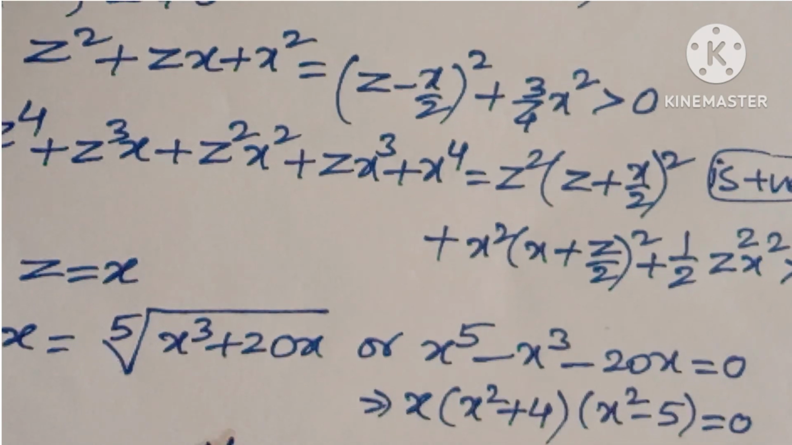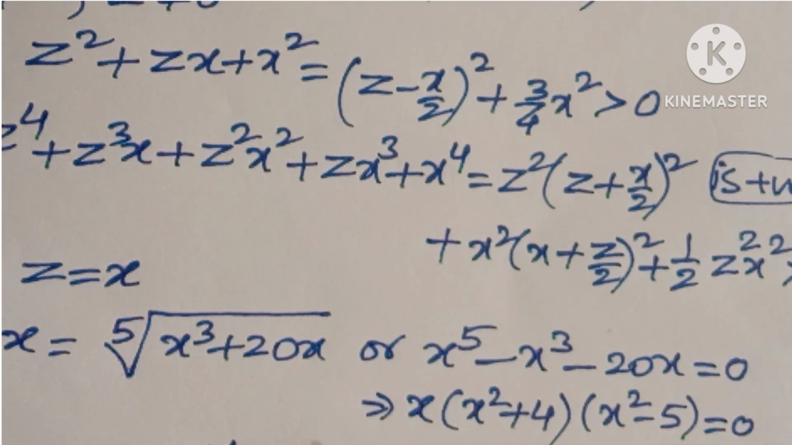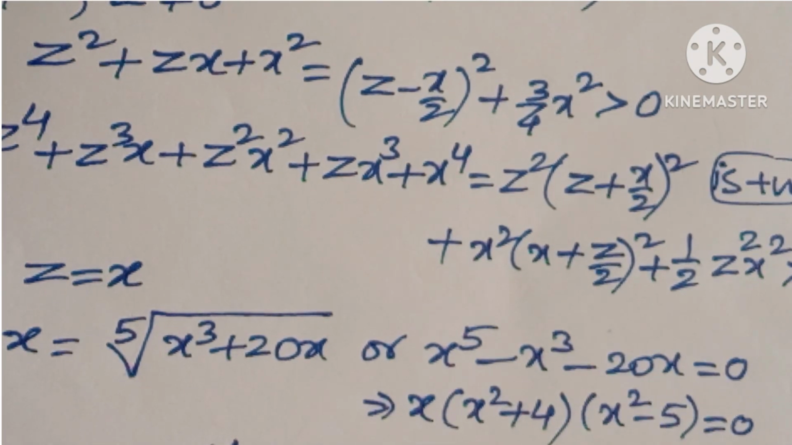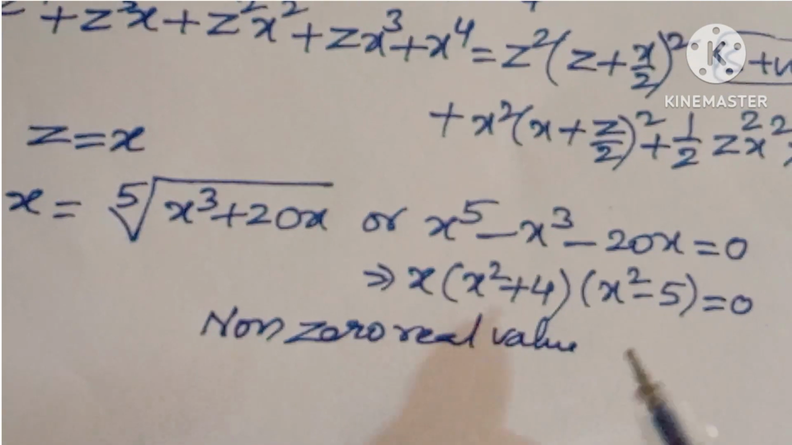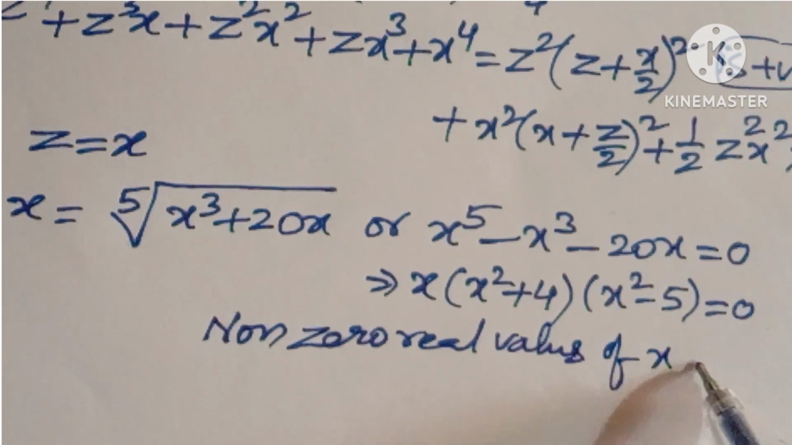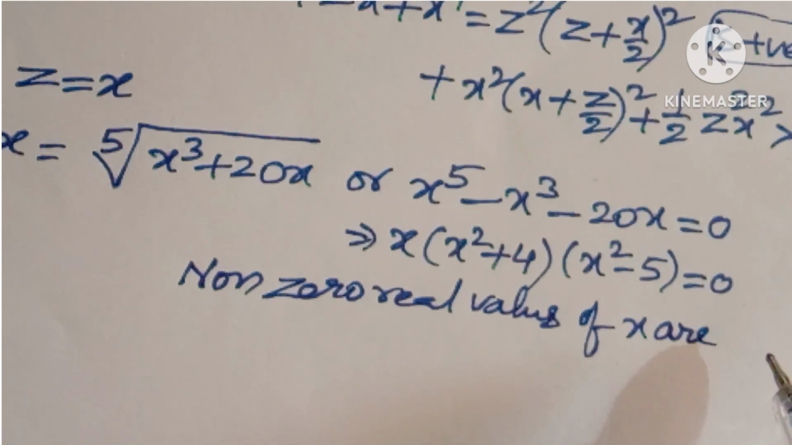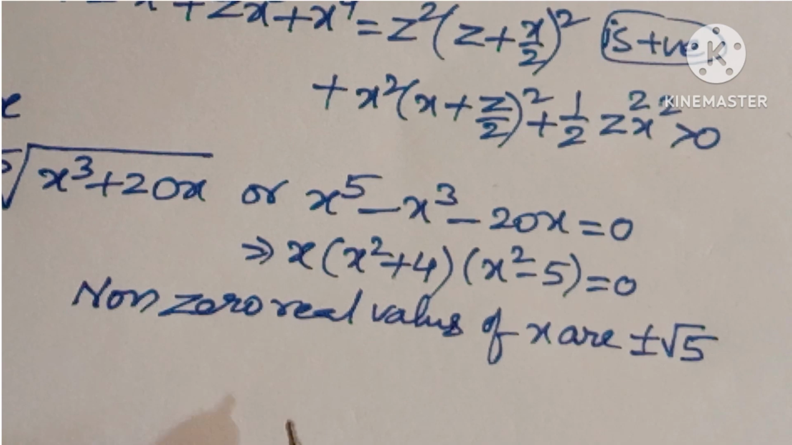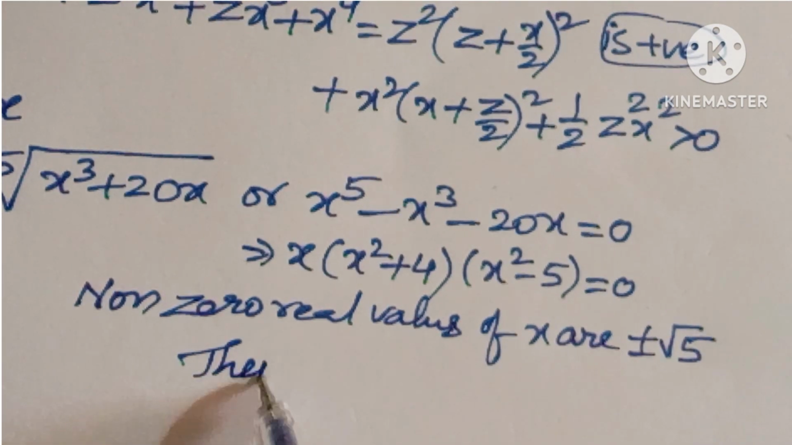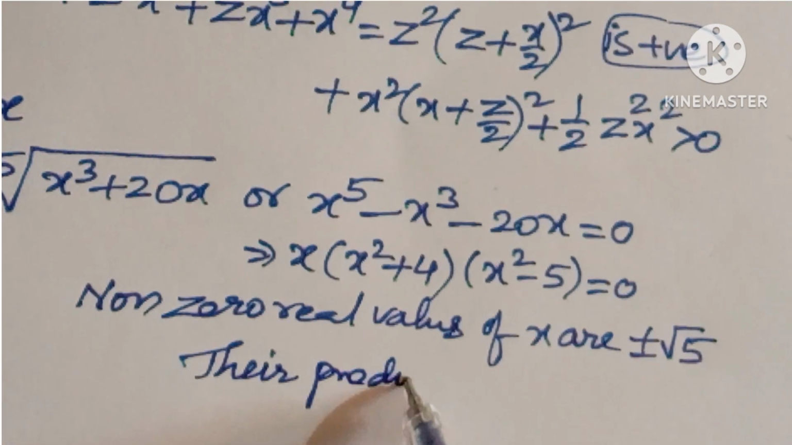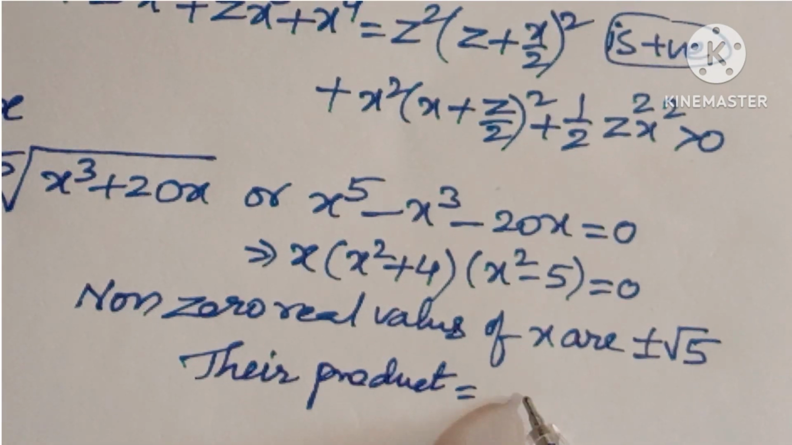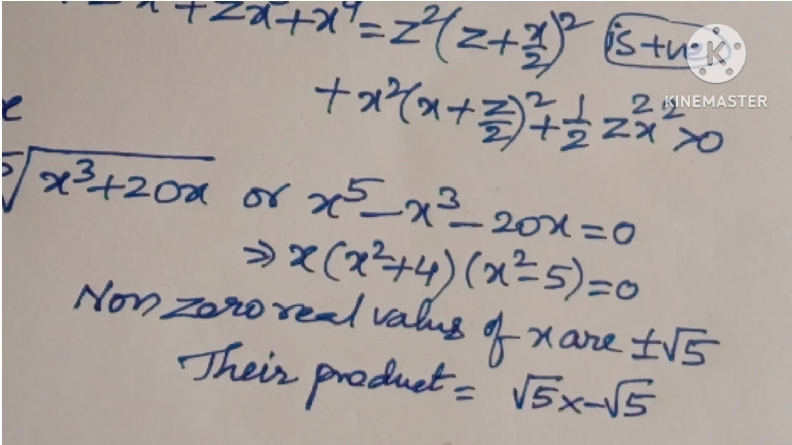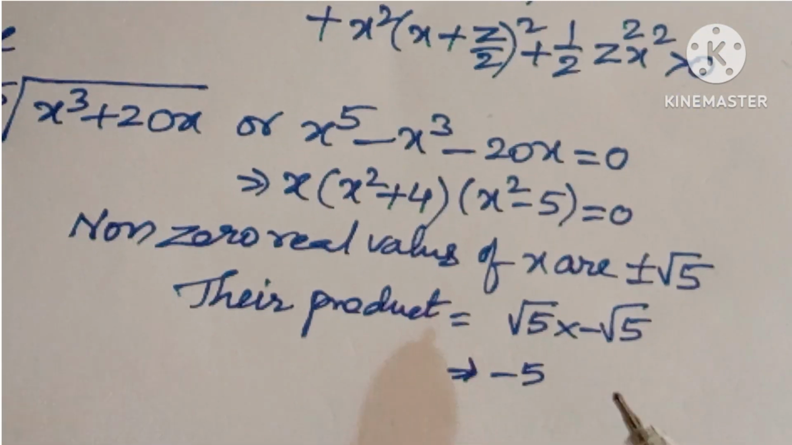Now he is asking for the non-zero real values of x. The non-zero real values of x are plus or minus root 5. Their product is equal to root 5 into minus root 5, so we are getting minus 5.